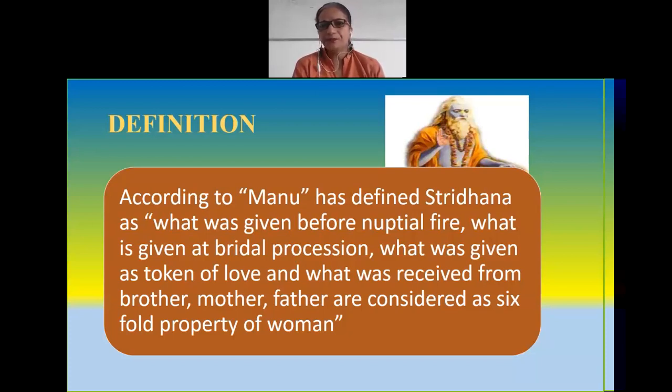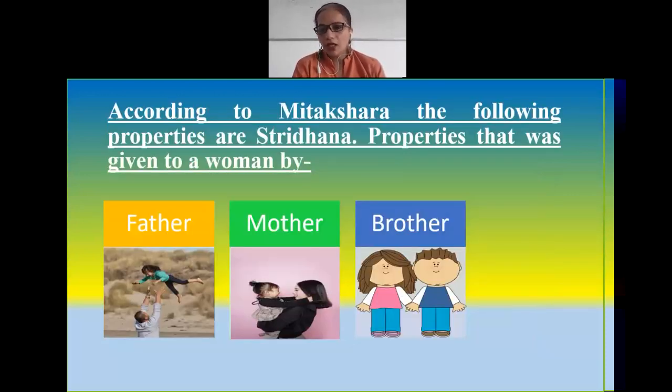What does this mean? Whatever property was given before the nuptial fire, which was given at the bridal procession, which was given as a token of love, these are three things, and what was received from brother, mother, father, these are the remaining three things. So, in total, the sixfold property, the property of a woman, will be called Stridhan. Now let us see what the Mitakshara law says about Stridhan.